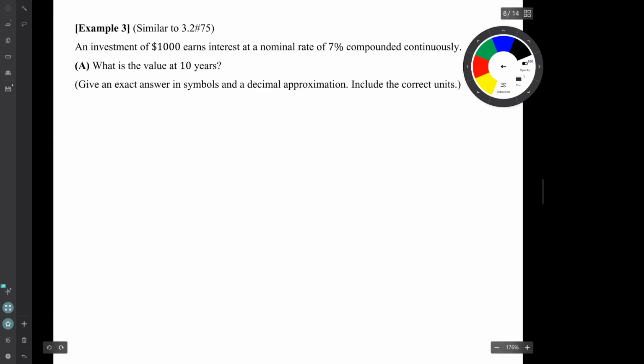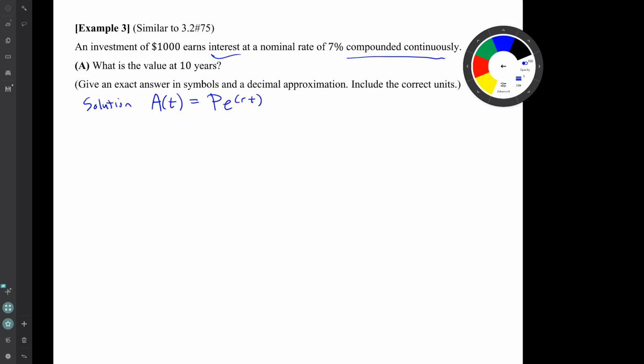Let's go on. Example 3. An investment of $1,000 earns interest at a nominal rate of 7% compounded continuously. What's the value at 10 years? Well, we're supposed to make the connection that if you have an investment earning interest that's continuously compounded, then it behaves according to that usual formula.